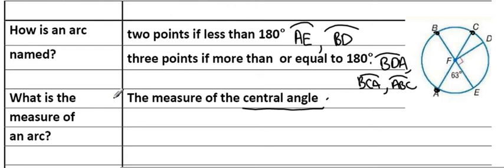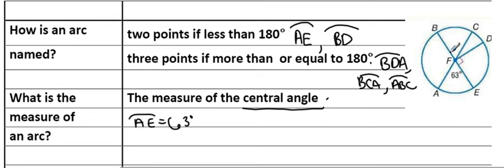Now let's talk about central angles and the measure of an arc. The measure of an arc is the same as the measure of the central angle. So as I said before, since central angle AFE is 63 degrees, then arc AE would be 63 degrees. That doesn't mean the distance of the arc, it means the measure of the arc, which just means if I were to have an arc this big, how can I draw my central angle?